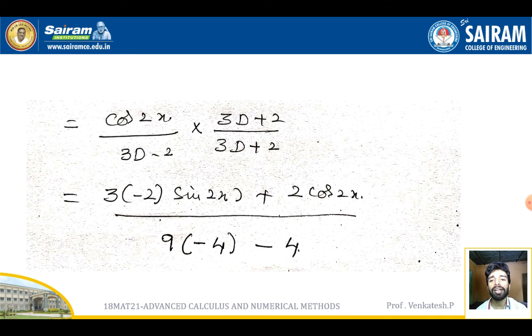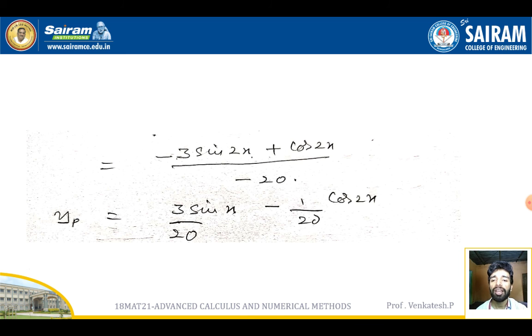We can observe that d is nothing but d by dx. So d by dx of cos 2x, differentiating the cos 2x function, I will get minus 2 into sin 2x. Already 3 is there here. So I got the equation like 3 into minus 2 sin 2x plus 2 into cos 2x, I am keeping as it is. According to type 2, I am replacing d square by minus 2 square, that is minus 4. I got the denominator like 9 into minus 4 minus 4. On simplifying this equation, we'll get the solution like minus 3 sin 2x plus cos 2x divided by minus 20.